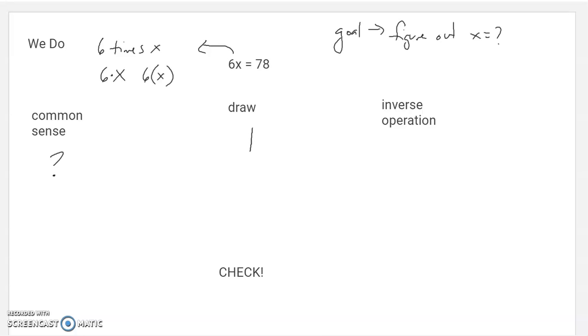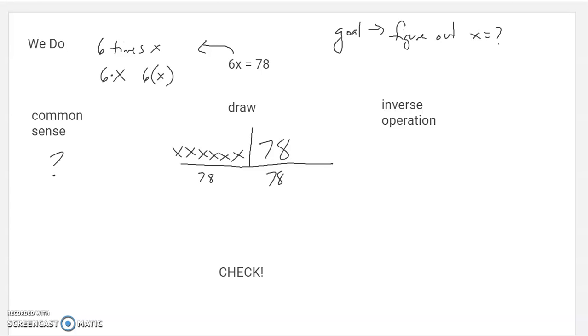Drawing strategy, big help here. So draw your scale. Remember, I'm not going to draw this 6 now because it's not a number being added to x. It's how many x's I have. It's how many times I have this x. So the 6x side of the equation would look like this: 6 of the x, 6 times, and 78 on the other side.